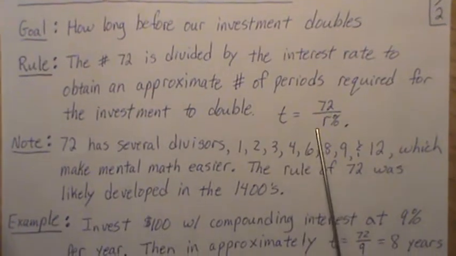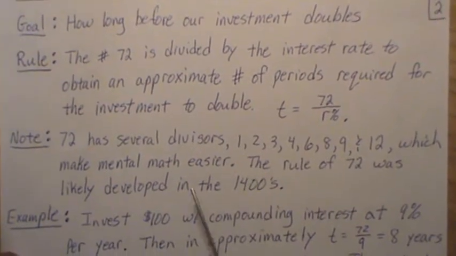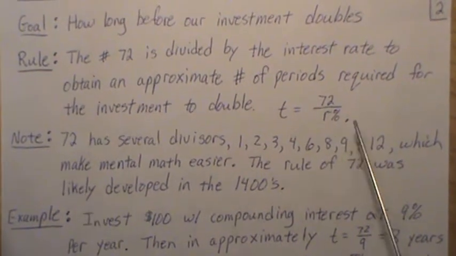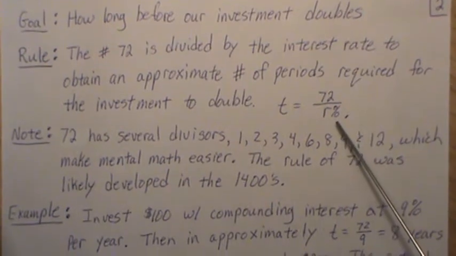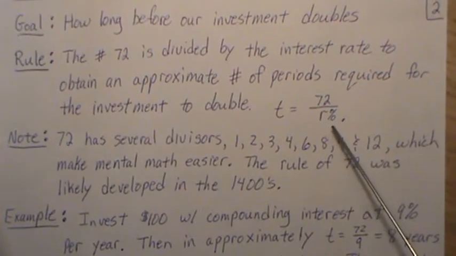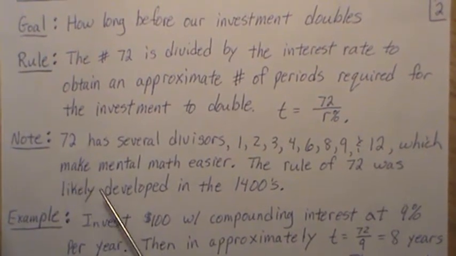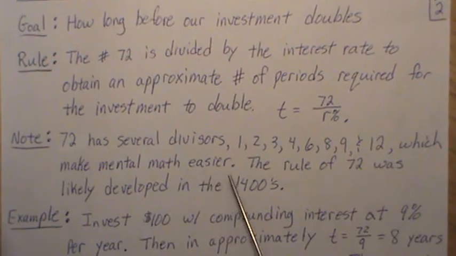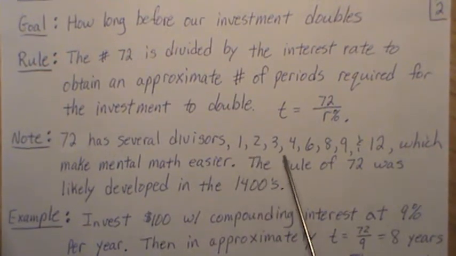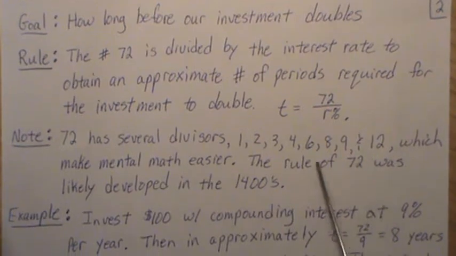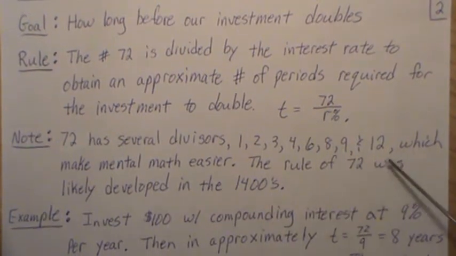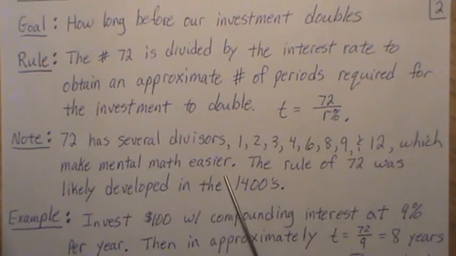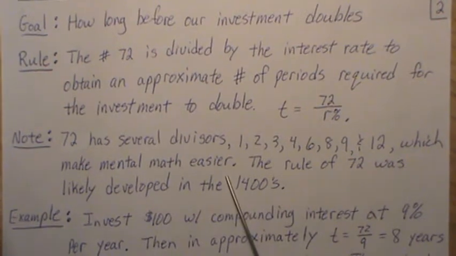Now, a note on this formula: why is this so easy to use mathematically? One of the reasons is 72 has several divisors. 2, 3, 4, 6, 8, 9, 12. They all divide 72, which makes mental math so much easier when you have numbers that divide into it.